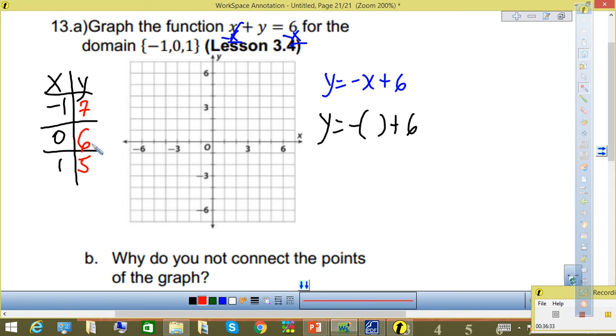So, let's plot those points. We got negative 1, 7, 0, 6, 1, 5. Now, it says here, why do you not connect the points on the graph? So, what they're implying here, look up please, even though they gave us a domain from negative 1, 0, and 1, they're still missing numbers in between each of those points on the x-axis. Is that correct? What numbers are missing?